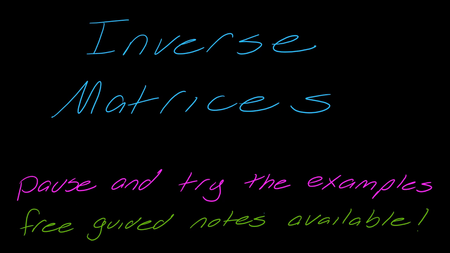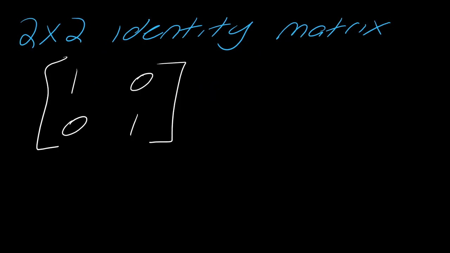So in this video, we're going to talk about inverse matrices. And before we can really talk about inverse matrices, we need to talk about the identity matrix. So I just want to establish the pattern with you first. This is the 2 by 2 identity matrix. I just want to point out ones down the diagonal, zeros everywhere else.